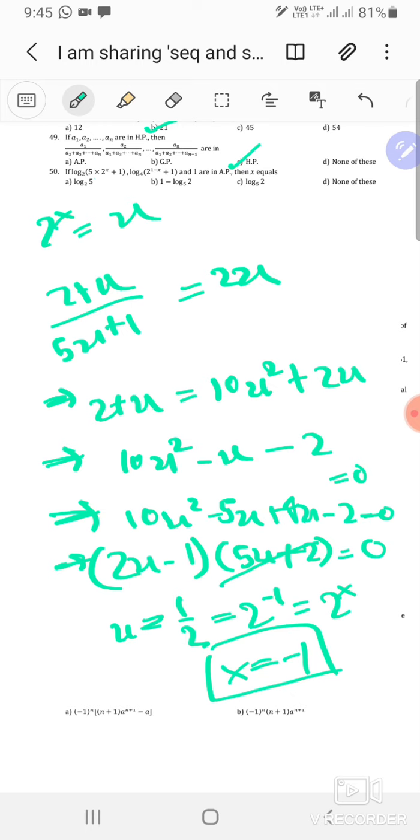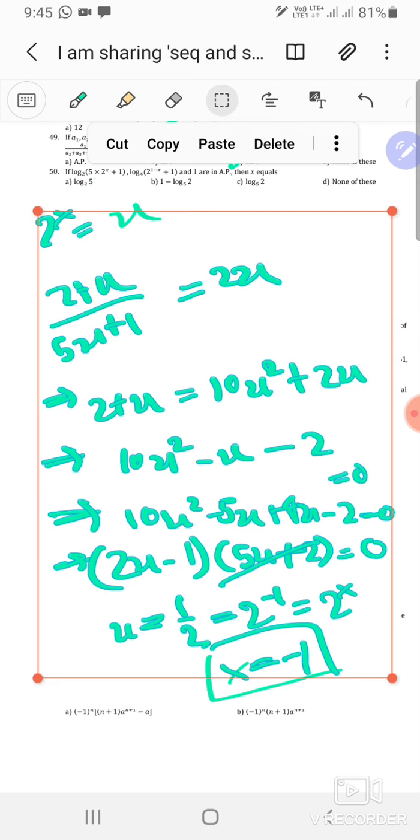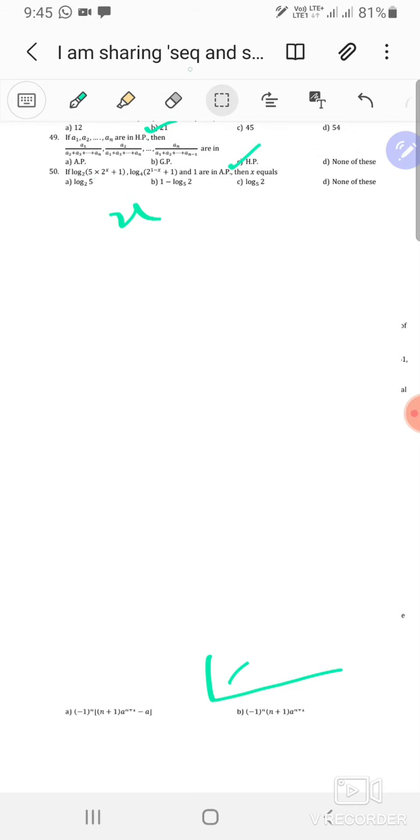Wait, what is this? Log base 2 of 5 into 2 power x plus 1, and 1 are in AP. Wait, that doesn't make sense. Yeah, we did everything correctly, so why this answer? It could be possible that we missed some solution, so let's just see.